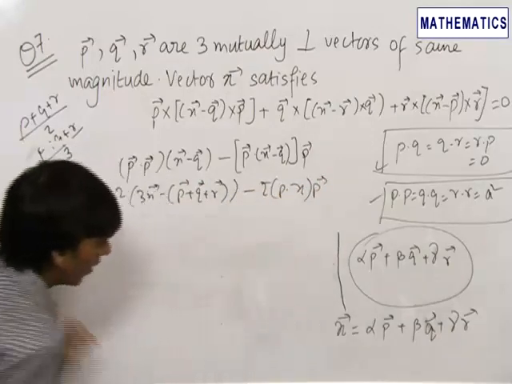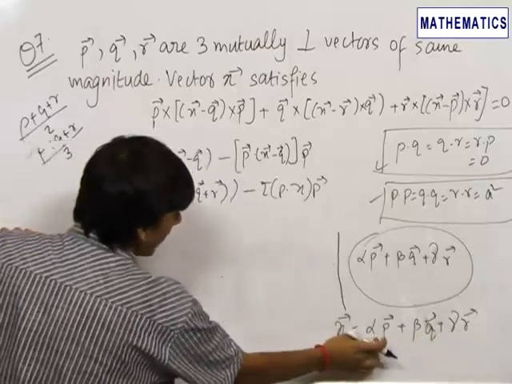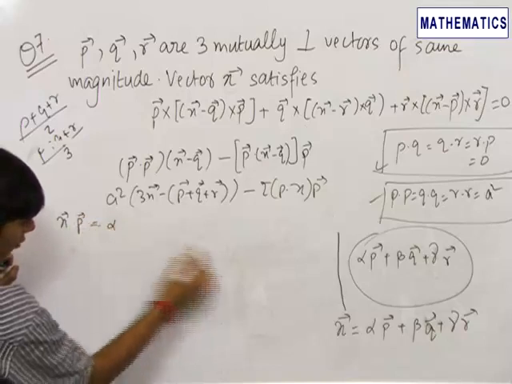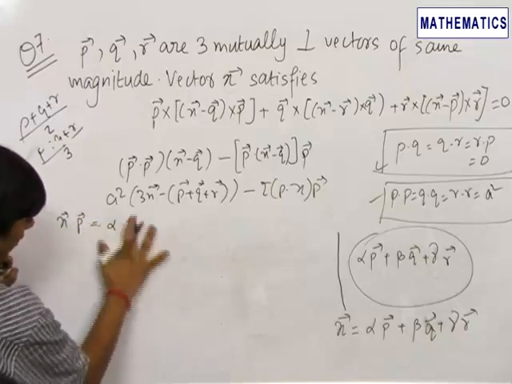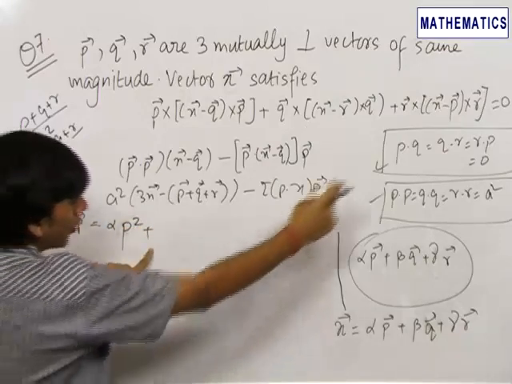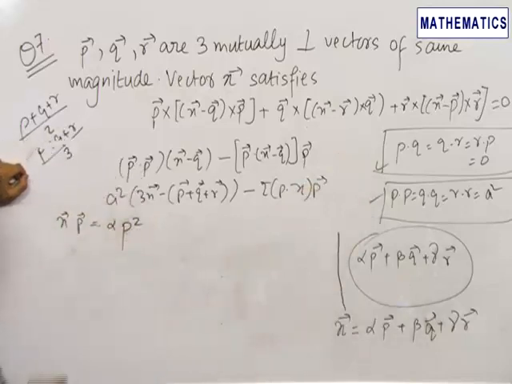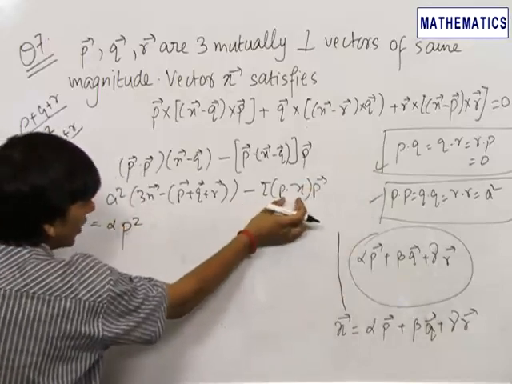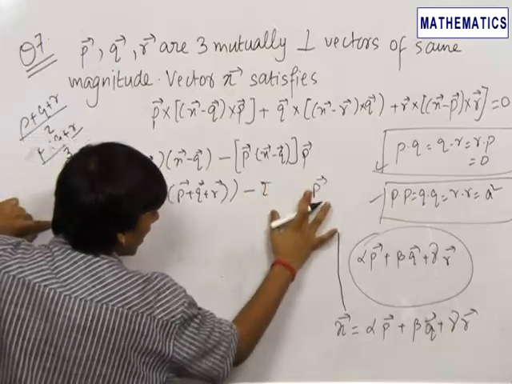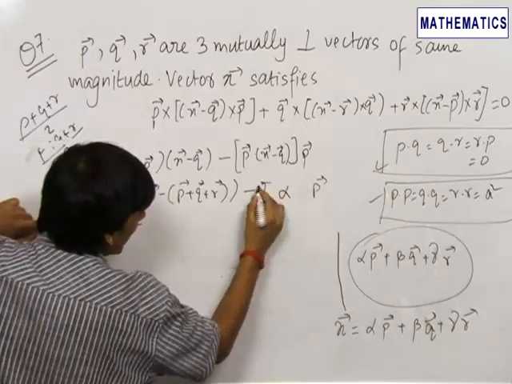Now, we have x vector is equal to alpha P vector plus beta Q vector plus gamma R vector. We need to find out these values of alpha, beta and gamma. Let us take x vector dot P vector. This will be equal to alpha of P dot P, that is alpha P square, plus beta times Q dot P is 0 and similarly R dot P will be 0. Therefore, we will get this as alpha P square. Similarly, we have terms of P dot x into P. Therefore, we can write P dot x as alpha times P square. P square is A square. Therefore, we write A square over here and we can take A square out common.